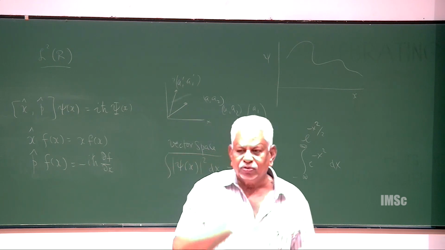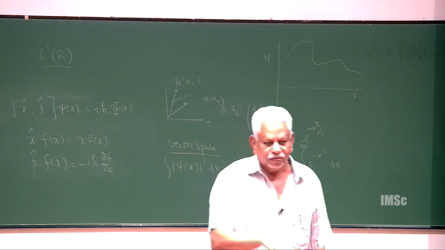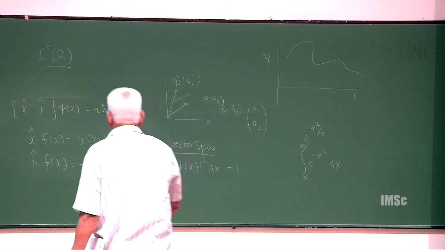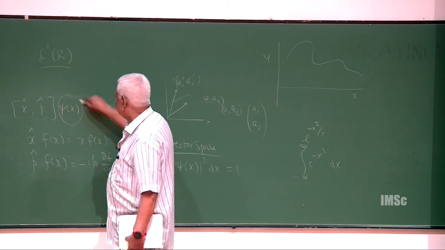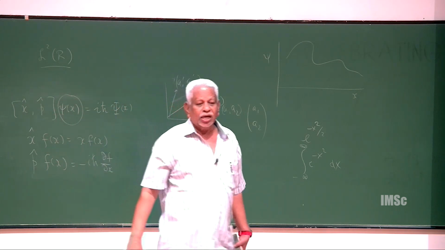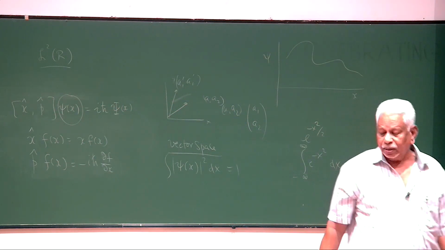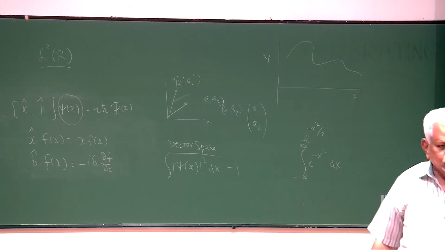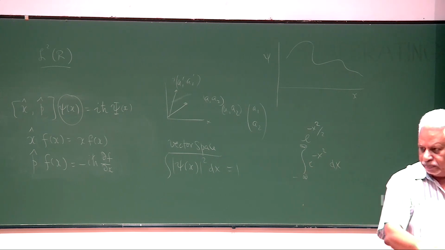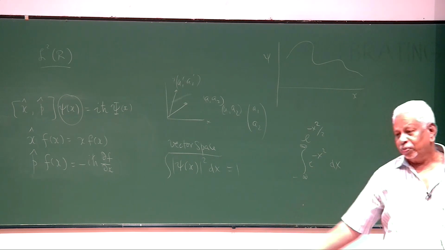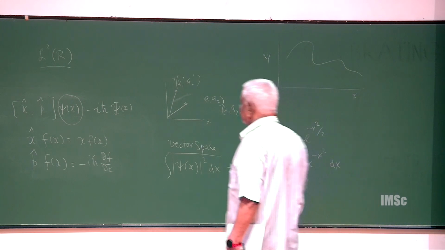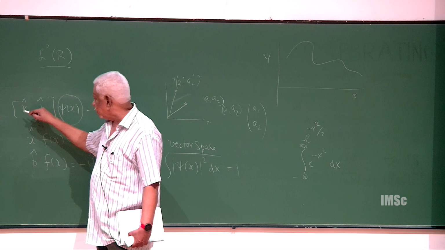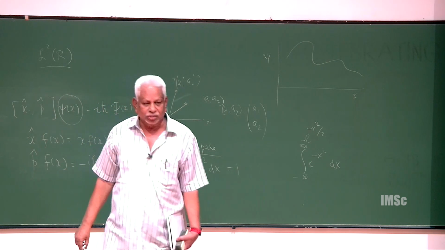So the difference between the Schrödinger picture and the Heisenberg picture is this: the object psi of x changes with time, given by the Schrödinger equation. That is how the state changes with time. Now in the Heisenberg picture, this doesn't change with time; these things change with time. The operators x hat and p hat change with time.